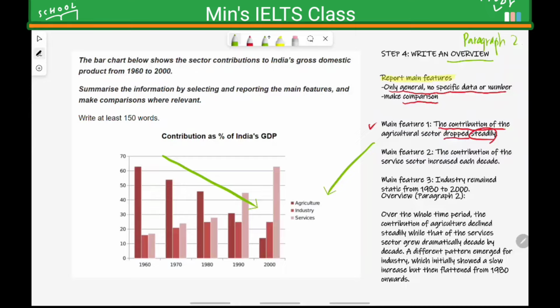So main feature 1 is for agriculture, and main feature 2 is that the contribution of the service sector increased each decade. So we are talking about increase and decrease. Instead of talking about industry, we're going to talk about the service sector. In 1960, it was at 16%. In 1970, it was at 23%. However, in the year 2000, it was at 62%, exactly where agriculture was in the year 1960.